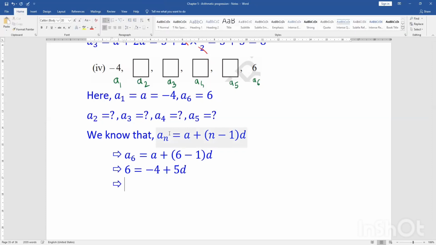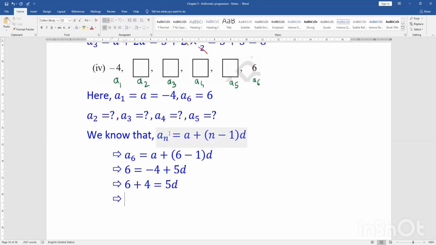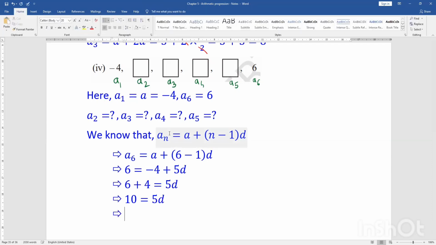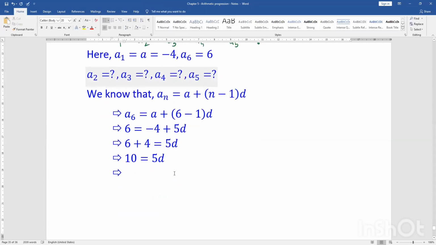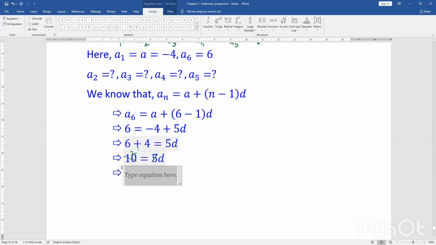And then the next step, what I can do is I can write it as 6 minus 4. You transpose it to the left hand side, it becomes +4. So 6 plus 4 equals 5D. 6 plus 4 is 10. 10 equals 5D. Or D equals how much? You can directly do the cancellation. Okay. So instead, I can do it like this with cancellation. 5 ones are 5, 5 twos are 10. Okay. So that means D equals how much? D equals 2. Okay.